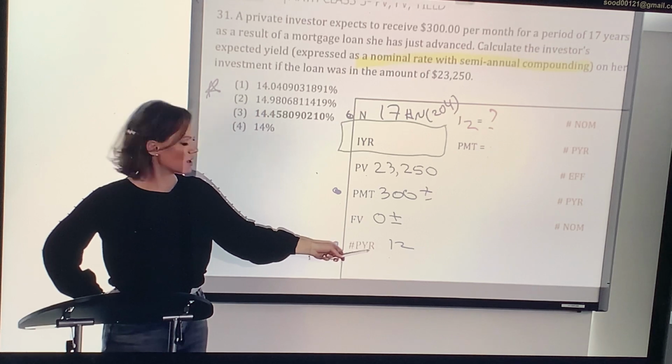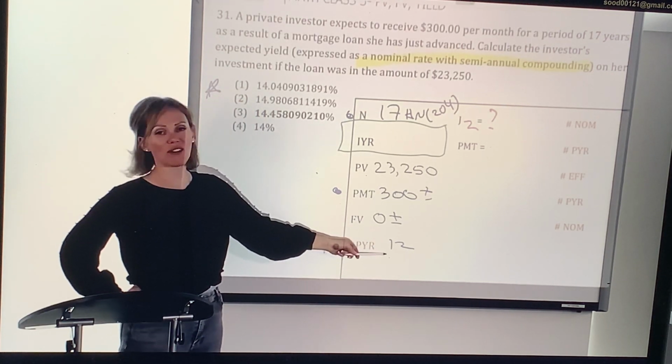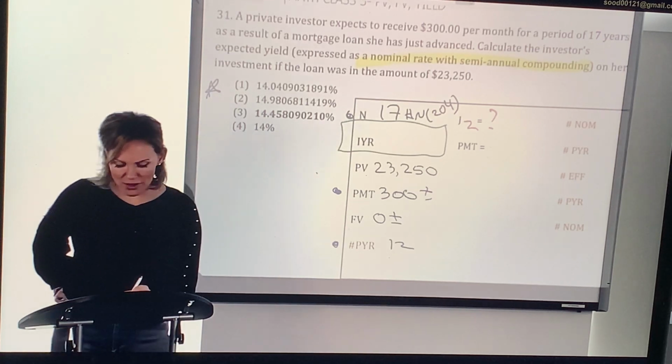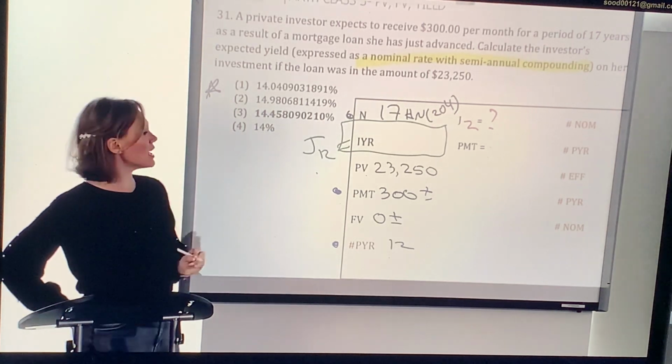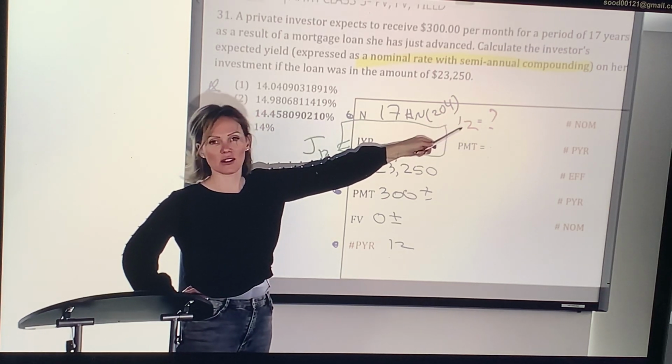Look back at your PYR. Your PYR right now is what? It's 12. And why is it 12? Because your payment is monthly, so you have to have it as 12. So this is going to come up as J what? It will come up as a J12 that is equal to whatever we find. But look what they're asking you for. They're asking you for J2.